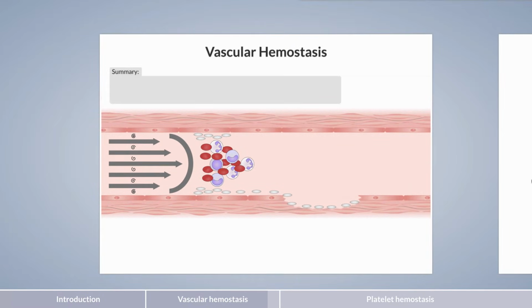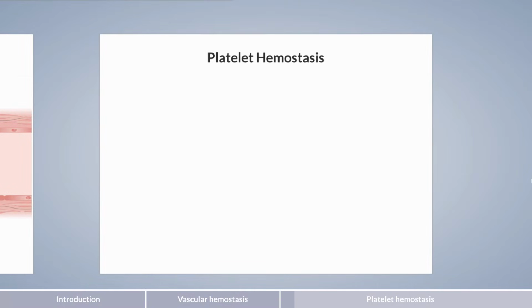Let's briefly summarize the most important aspects of vascular hemostasis. After vessel injury, vasoconstriction occurs, which reduces blood loss and increases shear stress. Shear stress facilitates the accumulation of a large number of platelets. As we'll see in the next section, platelets adhere to vascular lesions, especially under high shear stress. Platelet hemostasis aims to seal the vascular lesion and stop bleeding. The first step begins with platelet adhesion.